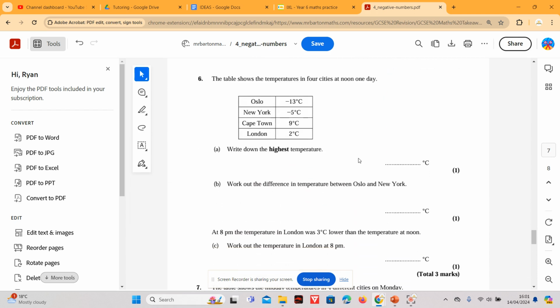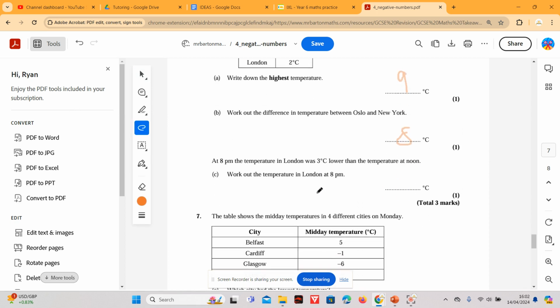Okay, we're nearly getting there now. So the table shows the temperatures in 4 cities at noon one day. So we've got Oslo -13, New York -5, Cape Town 9, London 2. I simply want you to write down the highest temperature. The highest temperature is Cape Town, so that'll be 9 degrees. Work out the difference in temperature between Oslo and New York. We can simply do 13 take away 5, and we get 8. So 8 would be the answer for that.